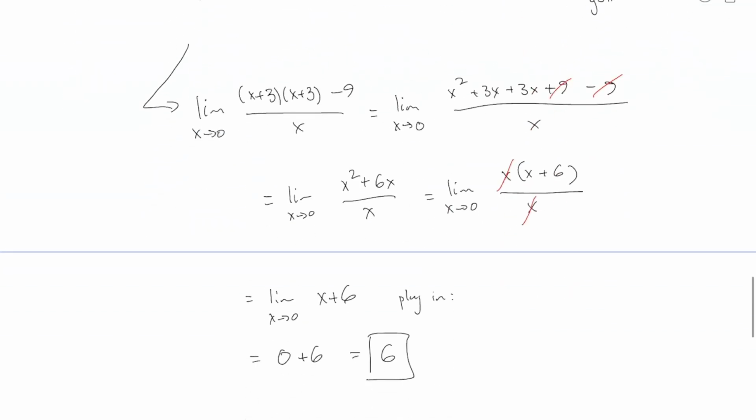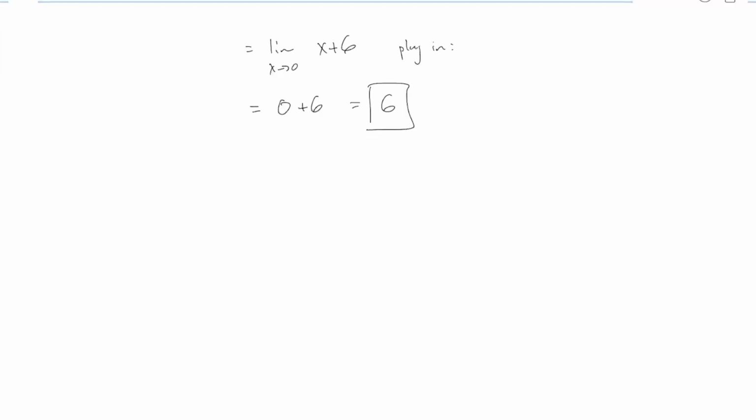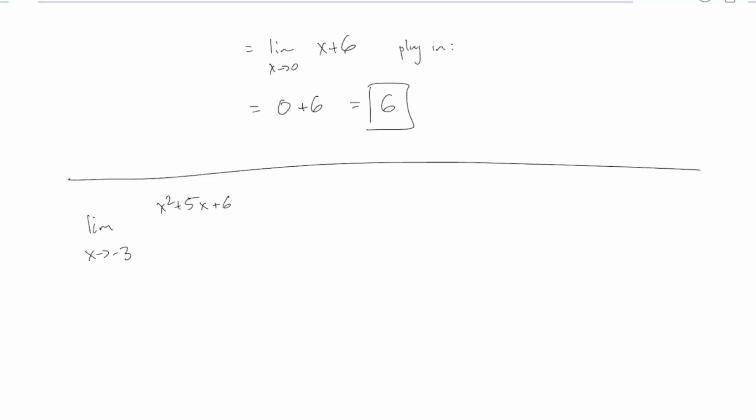Let's just try a couple more examples. These are fairly complicated, in my opinion. So I got 2 more of those, and then maybe 3 more, and then I have some for you all to try also. Let's try the limit as x goes to minus 3 of x squared plus 5x plus 6 over x squared plus 2x minus 3. All right.